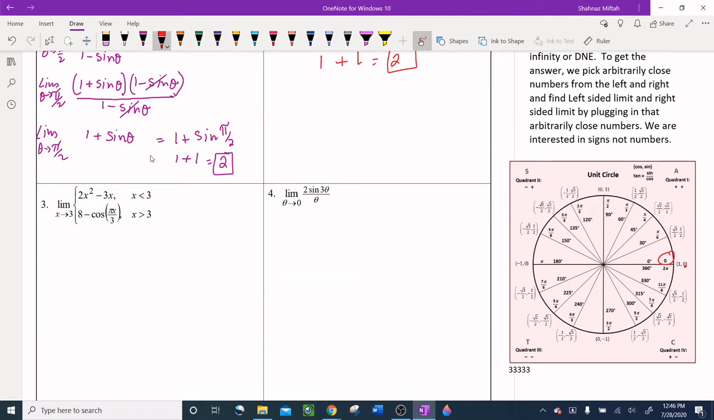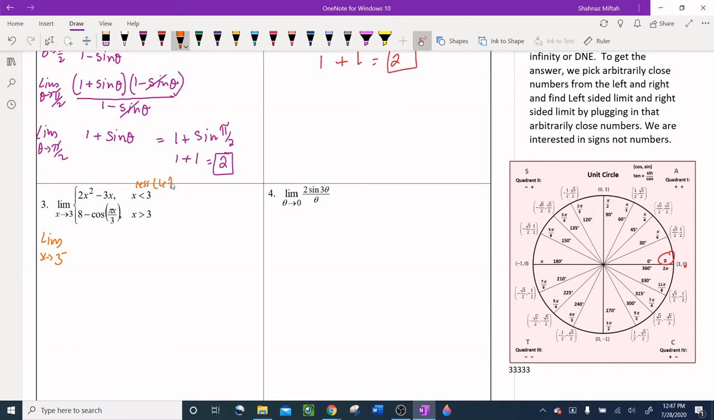Now, 3 is a piecewise function, right? Limit as x approaches 3 of 2x squared minus 3x, and 8 minus cosine of pi x over 3, and the restrictions are x less than 3, and x greater than 3. And I'm approaching 3, which means if I have a piecewise function and they give me x approaches 3, then I have to give them left and right limits. So I'm going to plug in the limit as x approaches 3 from the left.